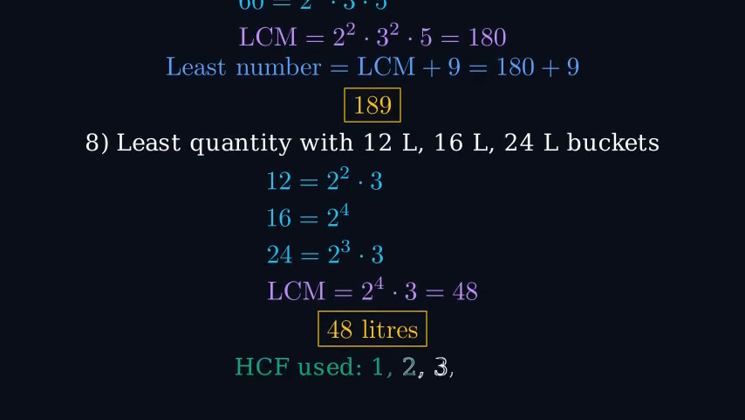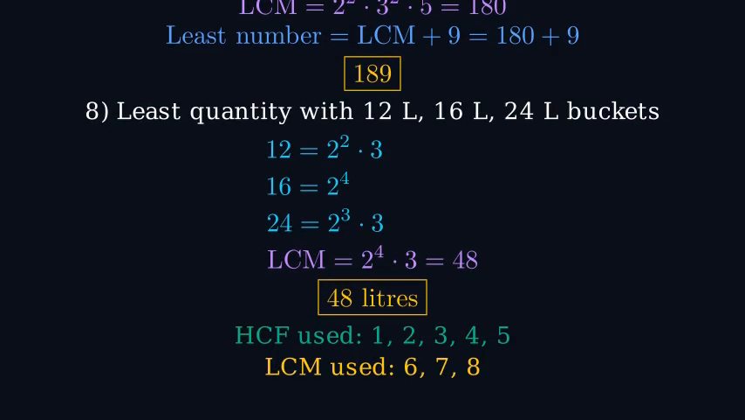Quick summary. Problems 1 through 5 used the highest common factor, and problems 6 through 8 used the least common multiple. Practice spotting the keywords so you immediately know whether to use common factor or common multiple.